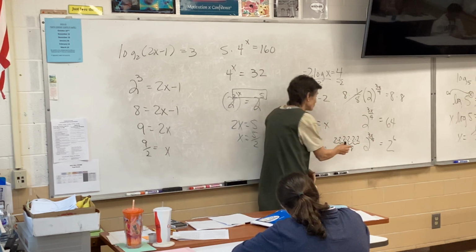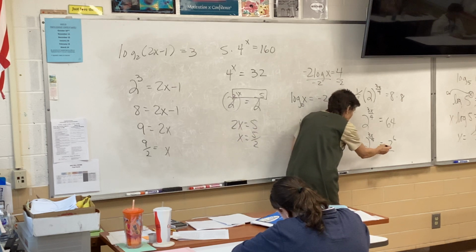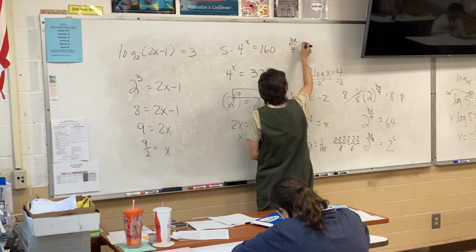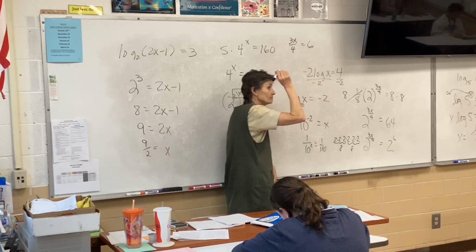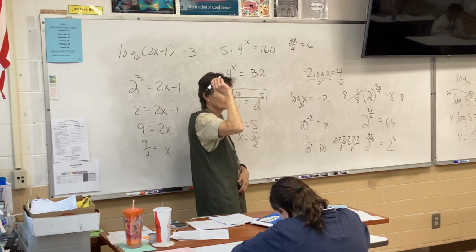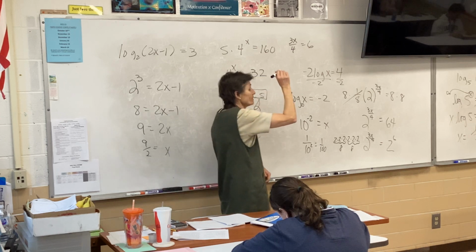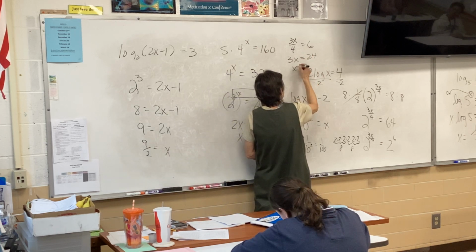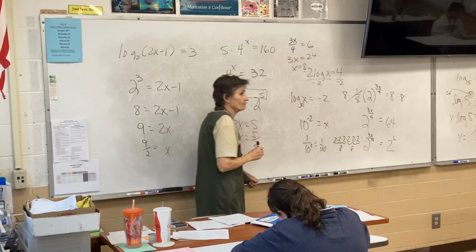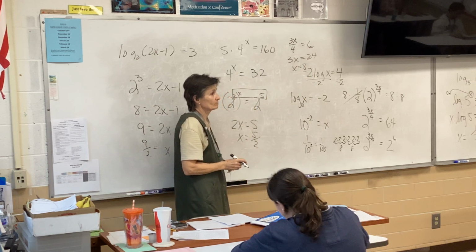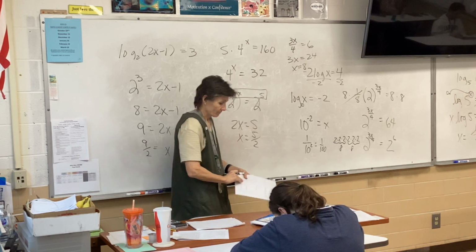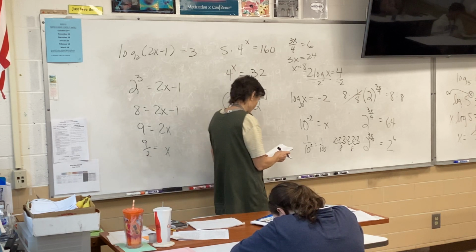And as soon as you got both 2's now, we can say 3x over 4 equals 6. Right? And 3x equals 24 and x equals 8. How do you feel about those?